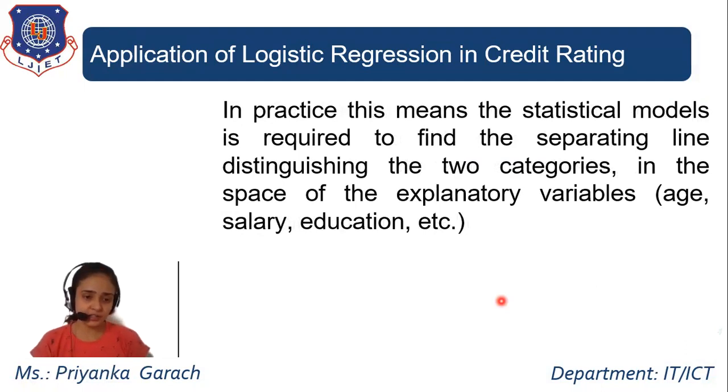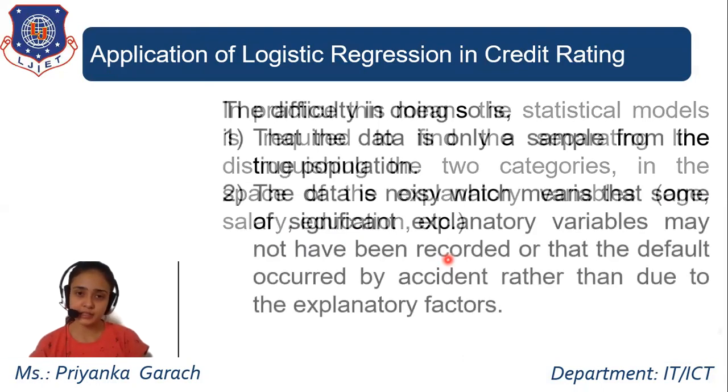Logistic regression is helpful for that, because in logistic regression, the dependent variable, that is my target variable, is of a discrete quality, that is either yes or no. Here we want to distinguish whether the customer will fall under the good ones or the bad ones. In practice, this means the statistical model is required to find the separating line distinguishing the two categories in the space of the explanatory variables. So based on age, salary, education, etc., we will draw one line which will separate the good applicants and the bad applicants.